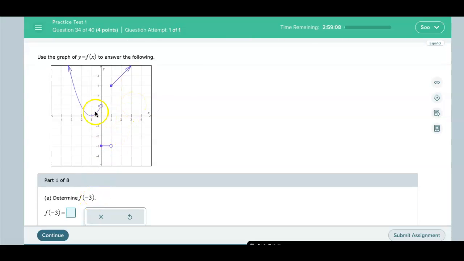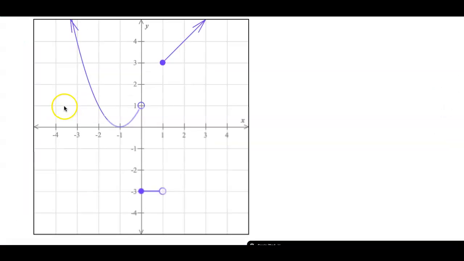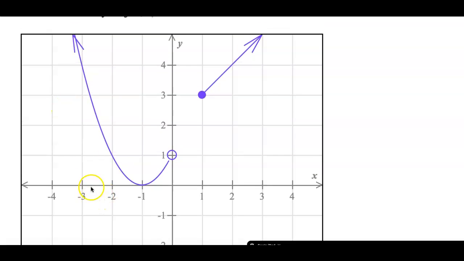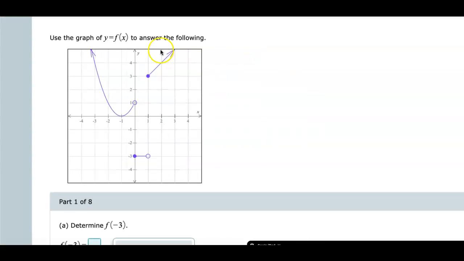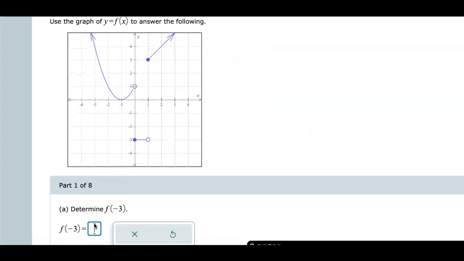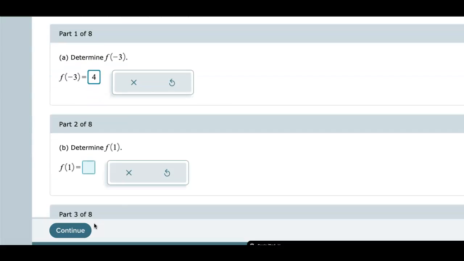When x is negative 3, where is the y value? Let me zoom in. When x is negative 3, if I follow this graph, it looks like the y value is 4. I'll type in 4. Next question, determine f of 1.